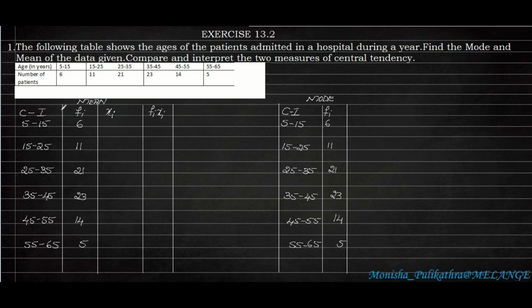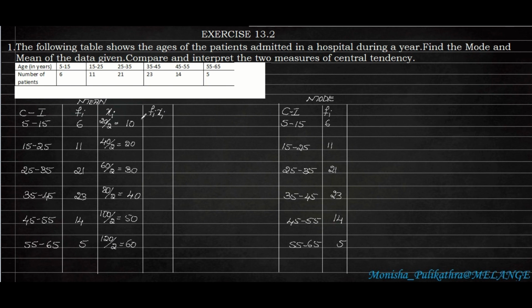Okay. So 5 plus 15 is 20. So 20 divided by 2 is 10. Next 25 plus 15 is 40. 40 divided by 2 is 20. So next 35 plus 25 is 60. 60 divided by 2 is 30. So next 45 plus 35 is 80. 80 by 2 is 40. So next 45 plus 55 is 100. 100 divided by 2 is 50. Next last one 65 plus 55 is 120. 120 divided by 2 is 60.